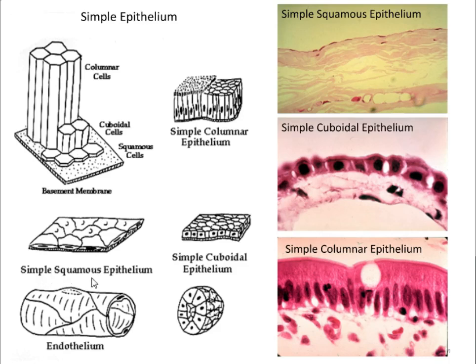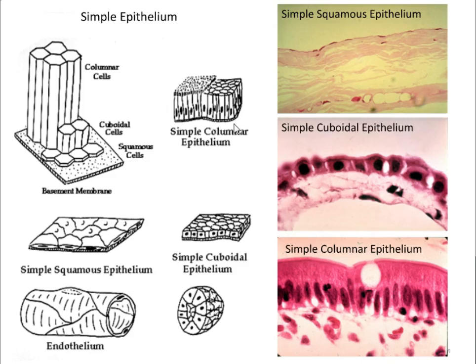Now, simple squamous epithelial tissue. It's a very thin, paper-like structure with a small bulging nucleus, as you can observe. Where could you find this simple squamous epithelial tissue? On the internal lining of blood vessels. There they are called endothelium. Though the name is different, the basic name is simple squamous epithelial tissue.